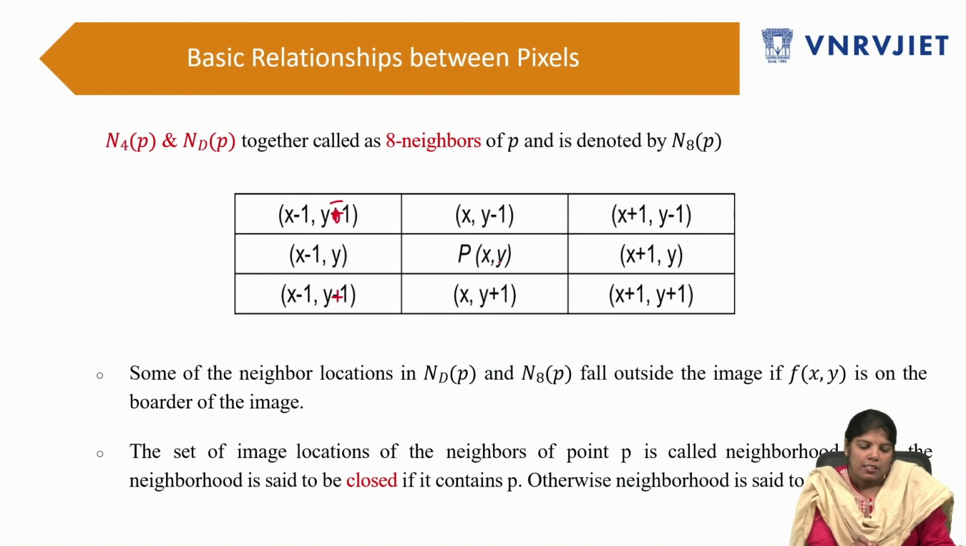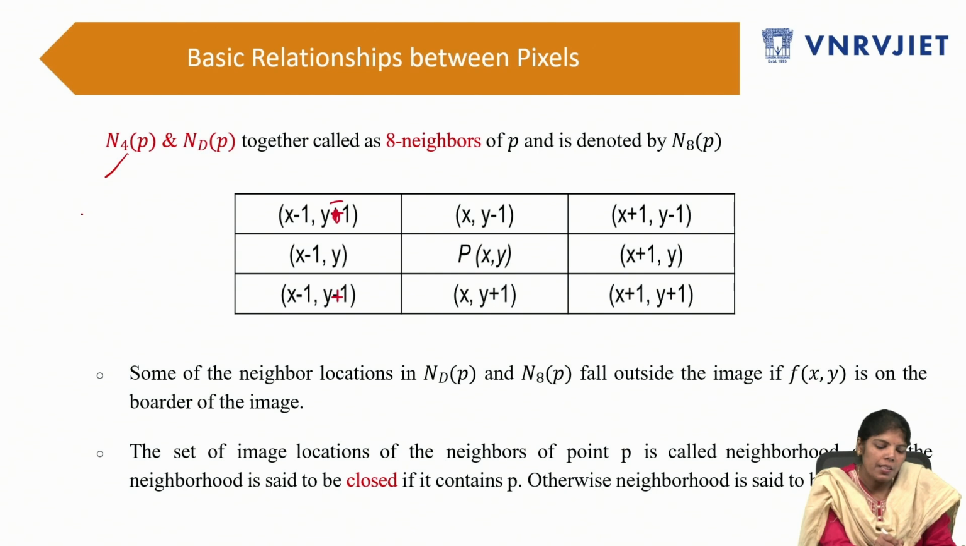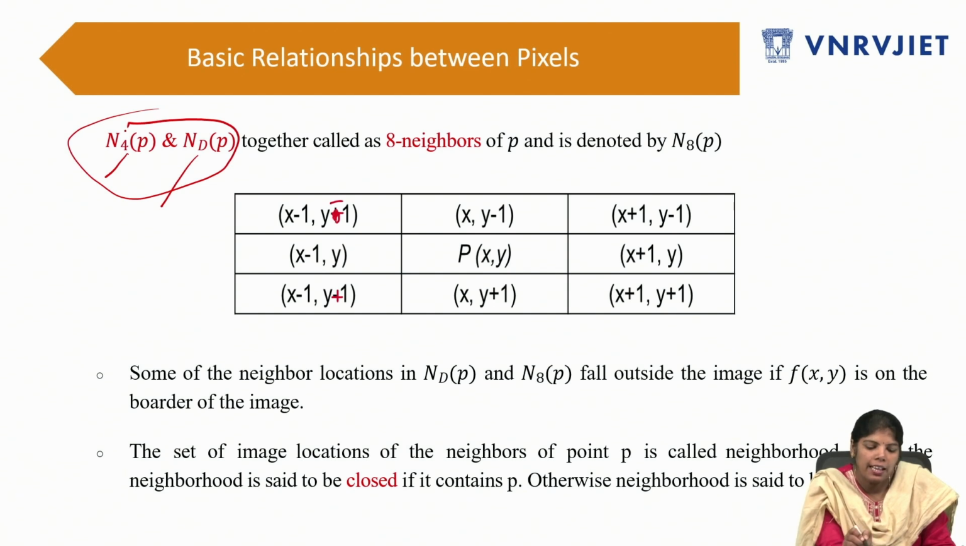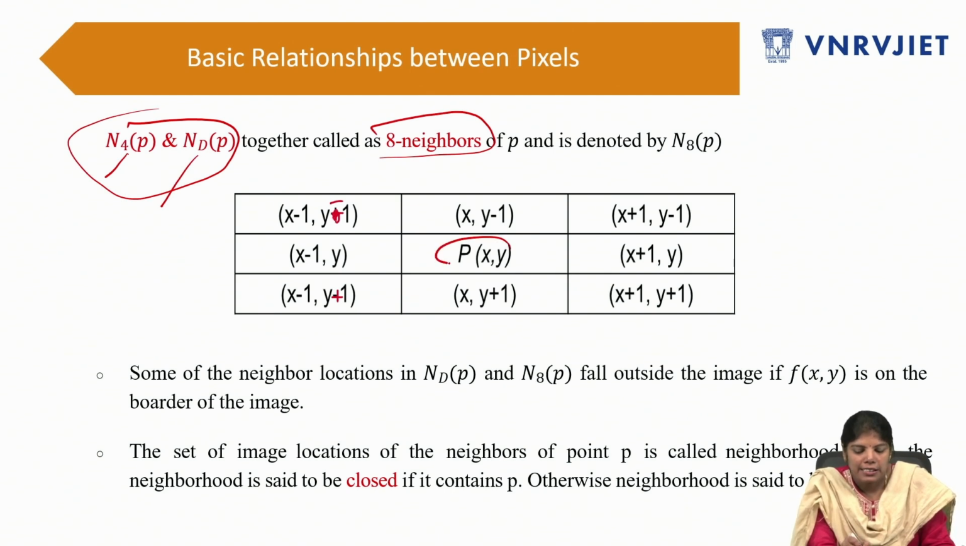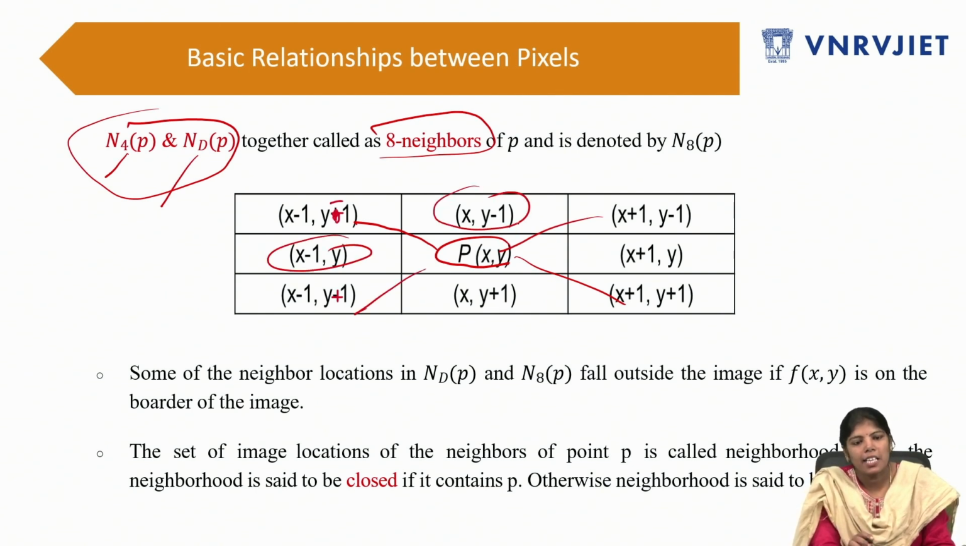And so what are the 8 neighbors of the pixel? This we can call the 4 neighbors of the pixel, and this the diagonal neighbors of the pixel. Together, the combination of the 4 neighbors and the diagonal neighbors of the pixel, we can call the 8 neighbors of the pixel. Means what? This is the central pixel which consists of the diagonals as well as the 4 neighbors of the pixel. The combination of the 4 neighbors as well as the diagonal neighbors is nothing but the 8 neighbors.